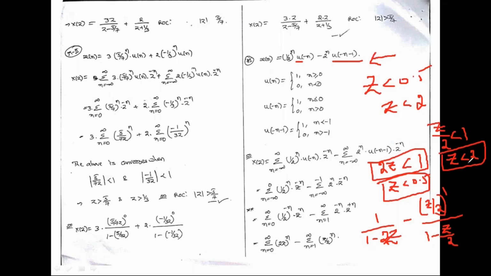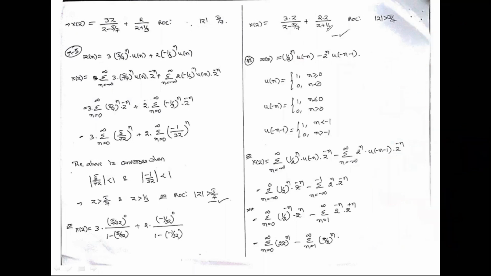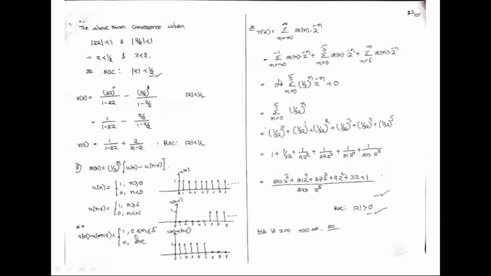Got it? Whichever is overlapping, here the 2 is there and here the 0.5. So overlapping occurs below the 0.5 only. So take that as the ROC: z is less than 0.5. The ROC is z is less than 1 by 2. And simplification, see here, 1 by 1 minus 2z and minus z by 2 whole power n, 1 minus z by 2. Simplified, 1 by 1 minus 2z plus z by z minus 2. Got it, my dear students?